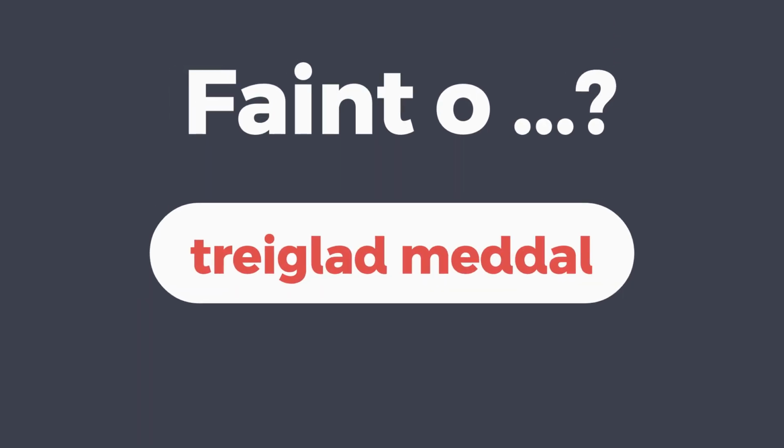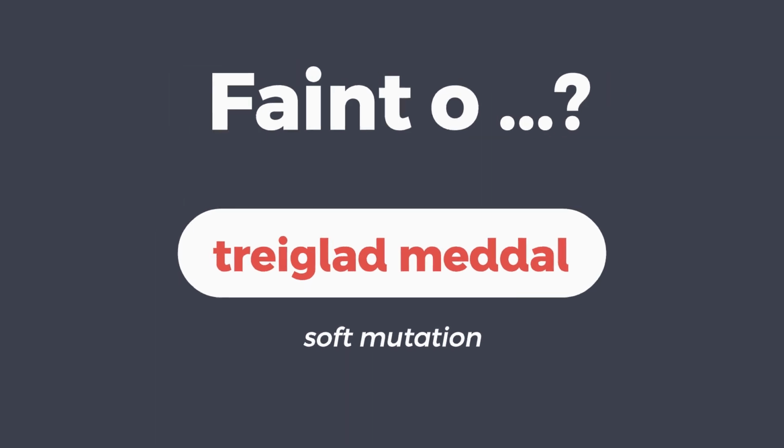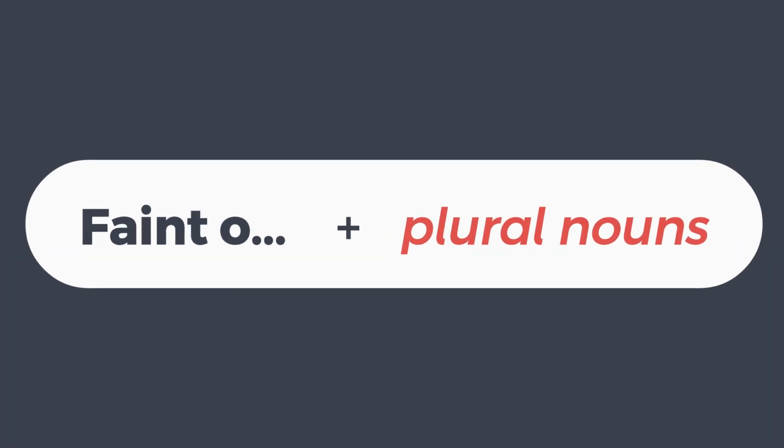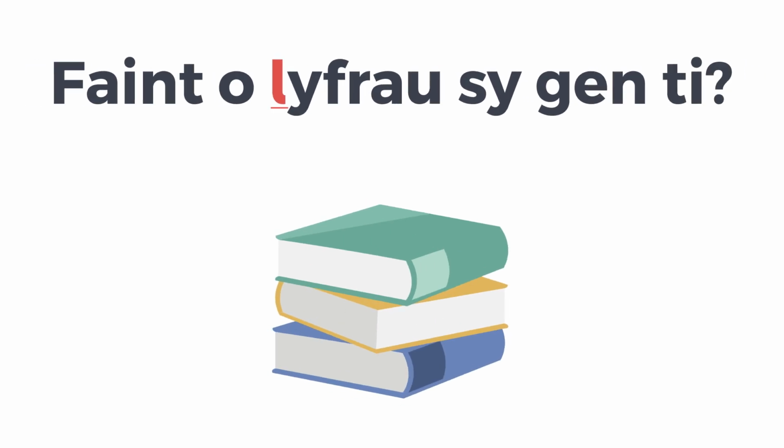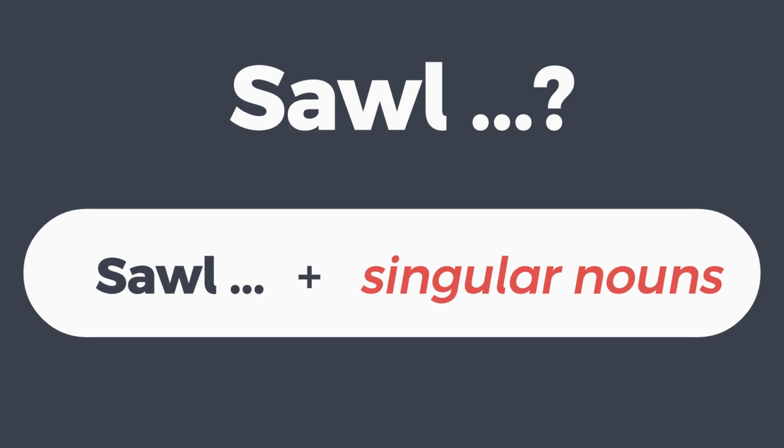As you can see, faint o causes a treiglad meddal. And, as you've learnt, we always use plural nouns with faint o. Faint o lyfrau sy gen ti? We can ask the same question using sawl. Ond cofiwch, but remember, we use singular nouns with sawl.